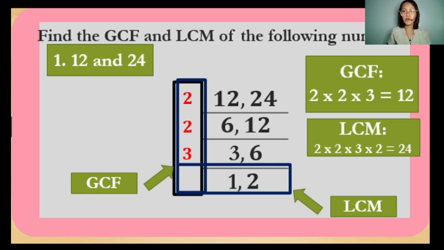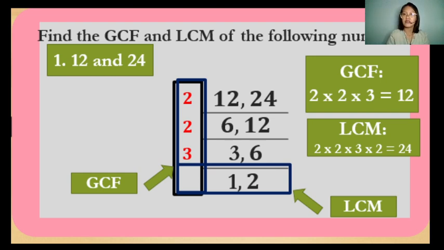Teacher, meron pa pong 1. Hindi nyo po naisulat si 1. Si 1 po, pwede na po natin siyang hindi isulat. Consider na po natin siya. Kasi any number multiplied by 1, the answer is the number. Kapag si 24 minultiply natin kay 1, 24 pa rin ang sagot. So, pwede na po nating hindi isama doon sa mismong pagmumultiply natin si 1. Sa lahat naman ng number, kapag minultiply natin sa 1 ay ang sagot yung number pa rin.